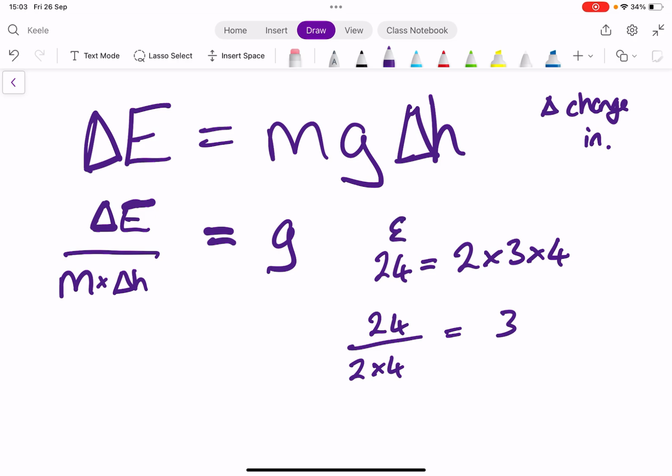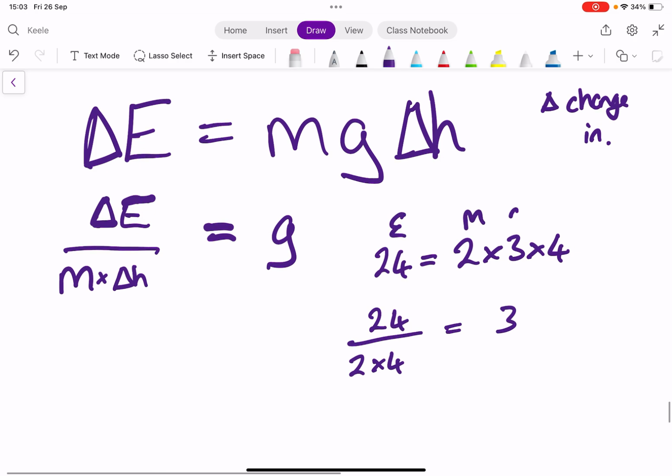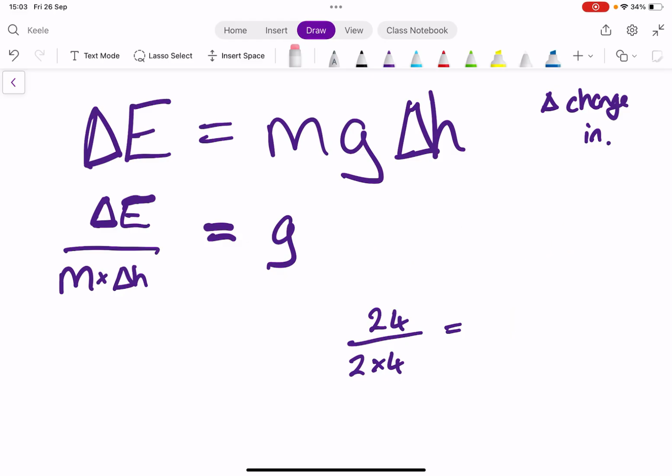I'm not suggesting these are the numbers from the question. These are just made-up numbers that you've put in for m, g and h to see what you get. And then you rearrange the numbers the same way you would rearrange the letters, and you can see immediately whether you've done the algebra right or wrong. You can do that with any equation.